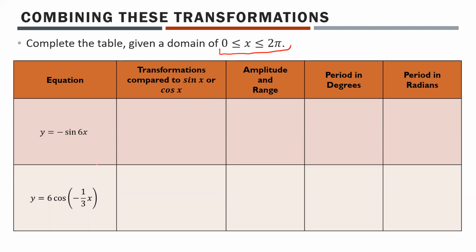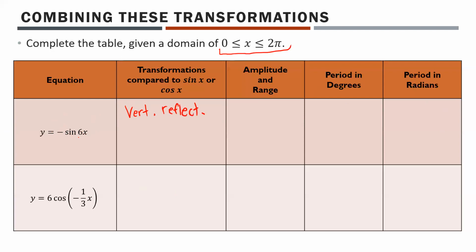So I'm going to give you 2 different equations here, and we're going to talk about the transformations compared to the base function sine or cosine. We'll find the amplitude and the range, because again, those are connected as we've seen, period in degrees, period in radians. Anyway, let's look at this first one here, negative sine 6x. Well, let's think about our transformations. We don't have a vertical stretch, but we do have a vertical reflection out here because of the negative in front of it, right?